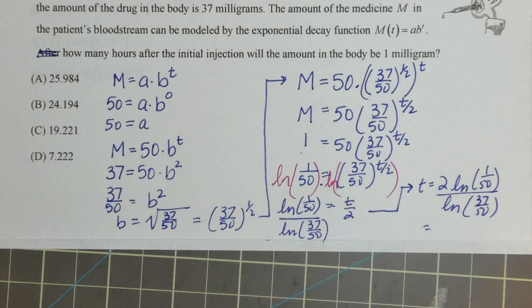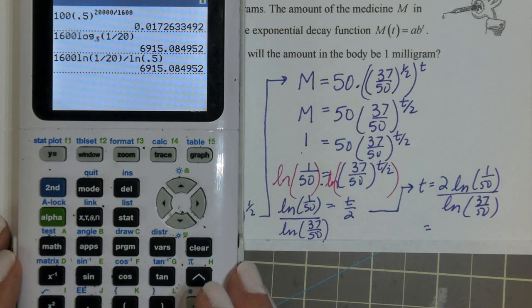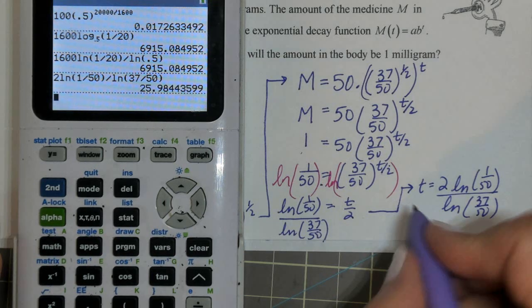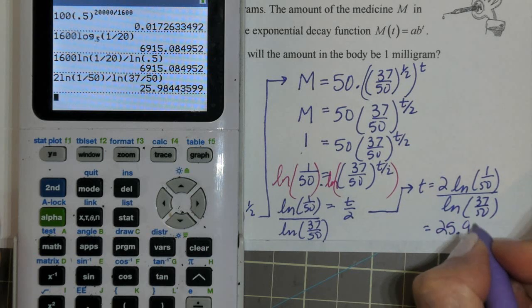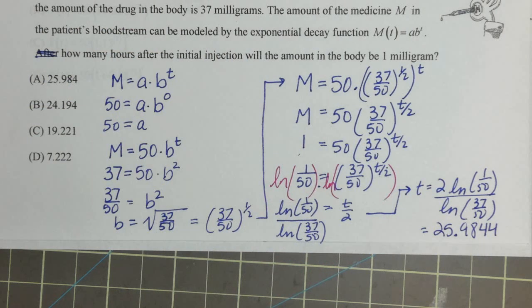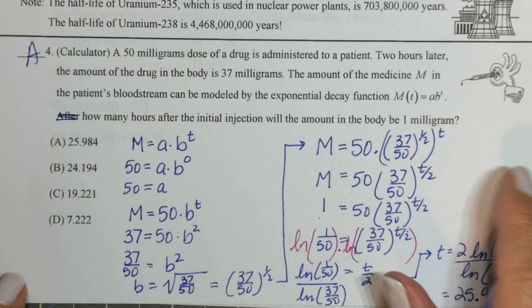And to my calculator I go. Okay, 2 ln of 1/50th divided by ln of 37 divided by 50. 25.9844. Is that one of my choices? It is. So choice A is the correct answer.